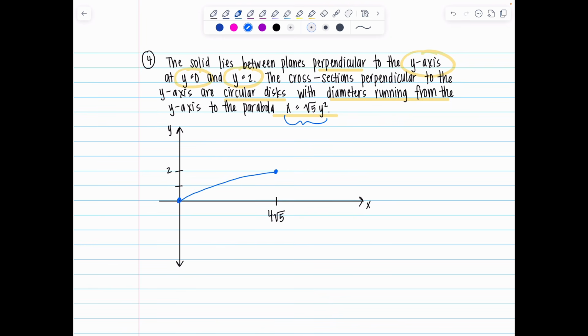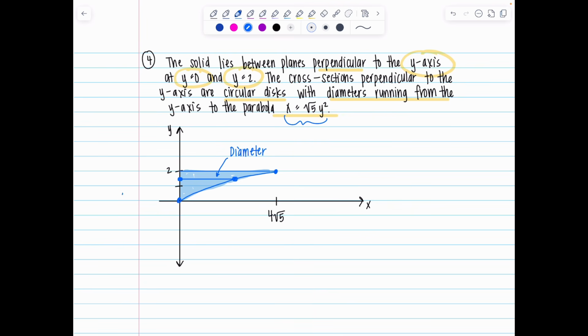Now this is where you have to read it carefully. This is a little tricky. Look at this. The diameters run from the y-axis, so from here to the parabola. So the base of the solid runs from the y-axis to the parabola. Yeah, that's a little different, huh? Let me draw it really nicely for you. That's the base, or that's the diameter, right there. Okay, so let's shade in now. This is the entire base region. Great.